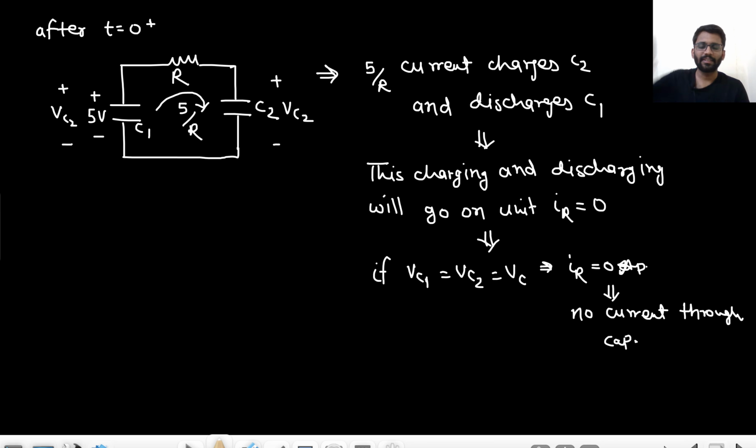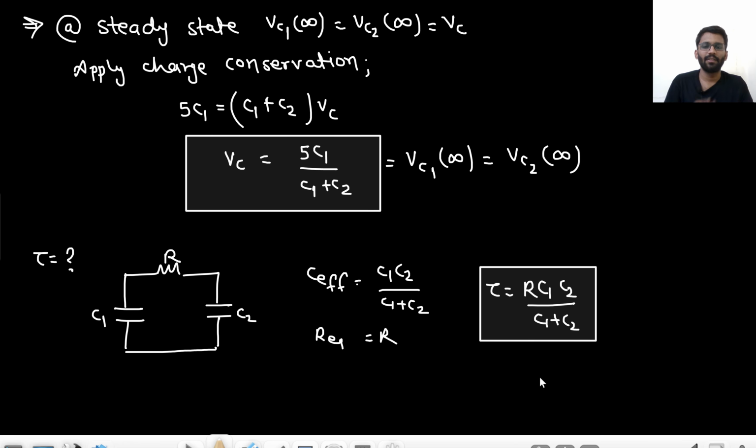Initially C1 was having 5 volt, that means 5 by R current was flowing, that means 5 by R current is discharging the capacitor C1 and charging the capacitor C2. So slowly the VC1 is going down and VC2 is going up. At some point of time, both VC1 and VC2 will be equal. At that point of time, the current flow will be 0. And that is the point when steady state is reached.